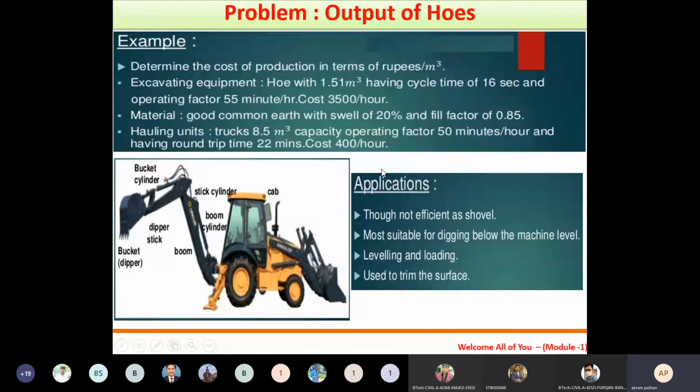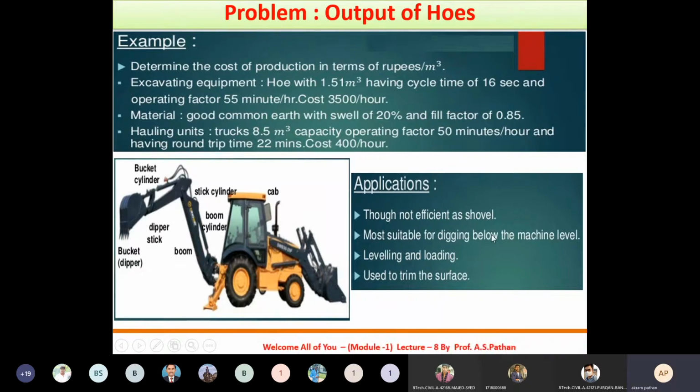Then this is the problem we have to take up in today's lecture, and the problem is the output and the cycle time of hoe. Hoe is a particular equipment like a JCB, right? This is a particular JCB, or another name is hoe, right?